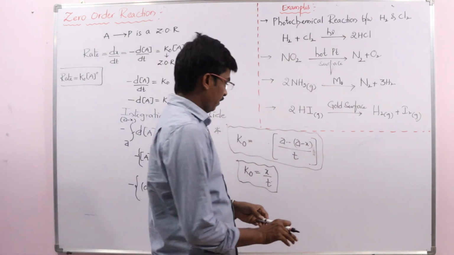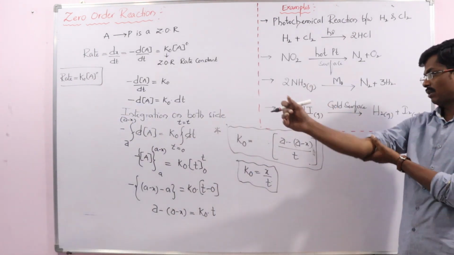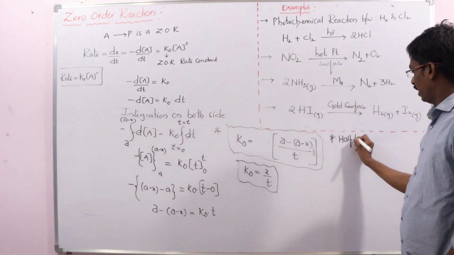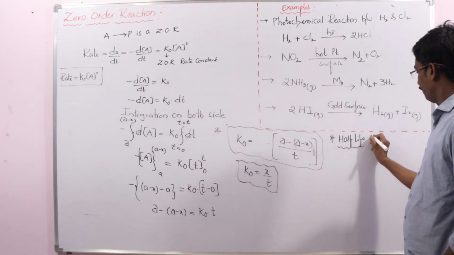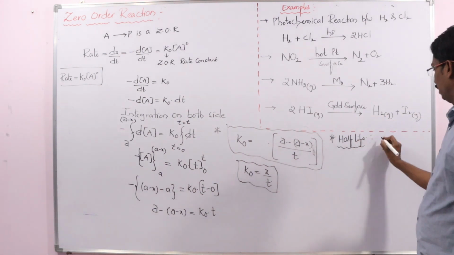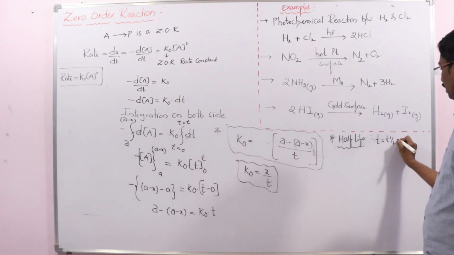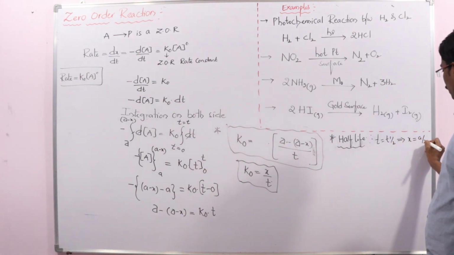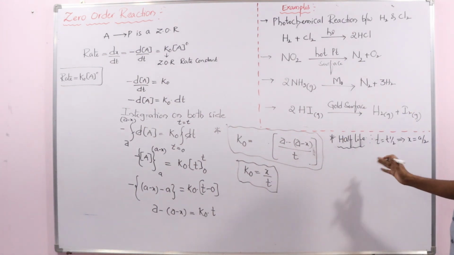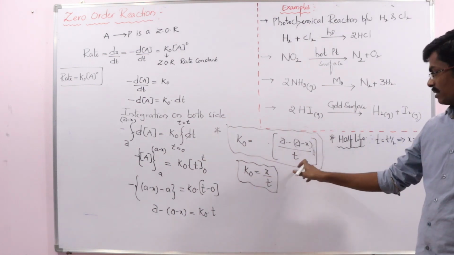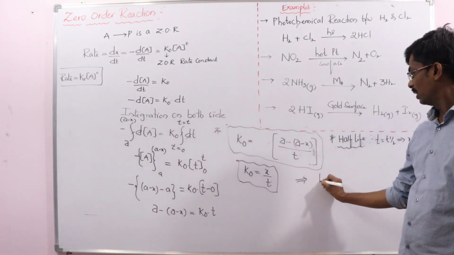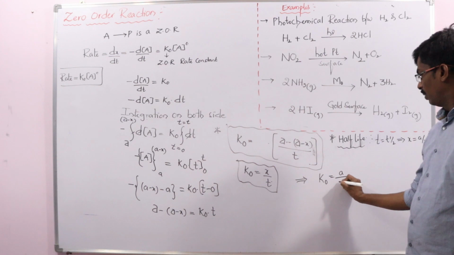Now, when you want to write the half-life for a zero order reaction, I already explained how to write the half-life in the previous first order reaction derivation. It is a simple condition: when t is equal to t half, then x is equal to a by 2. This is the condition you can use to derive the half-life for any order. Here I would like to find the half-life for zero order, so I substitute x equals a by 2, and you get K naught equals a by 2 over t.